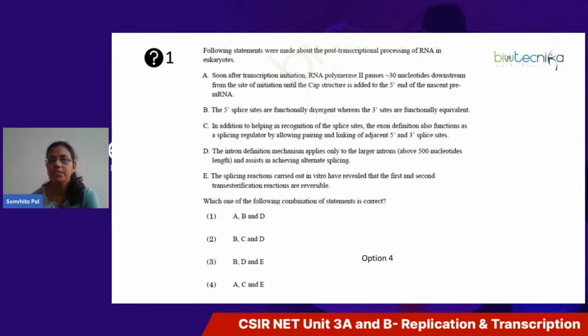First statement: soon after transcription initiation, RNA polymerase II pauses 30 nucleotides downstream from the site of initiation until the cap structure is added to the 5' end of the nascent mRNA. We already know that transcription initiation happens by phosphorylation. Actually, initiation is done by one phosphorylation and then the elongation phase takes place after the second phosphorylation.